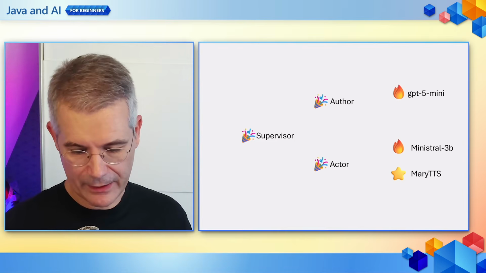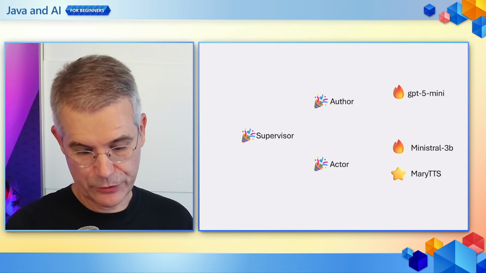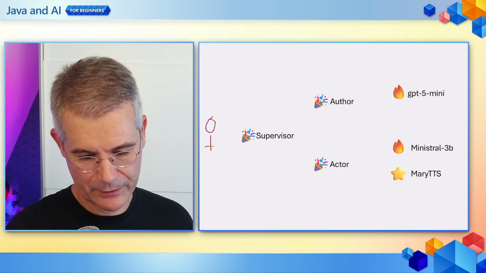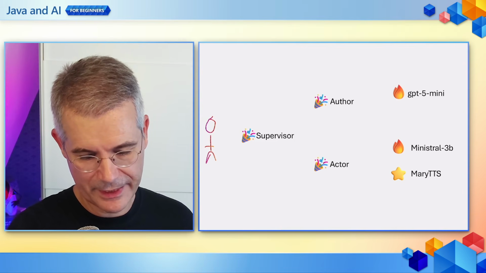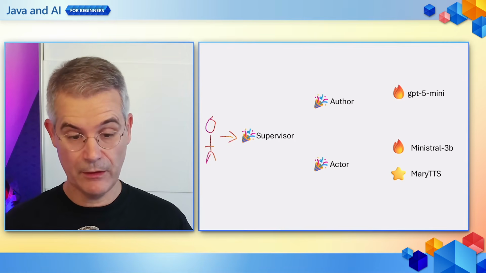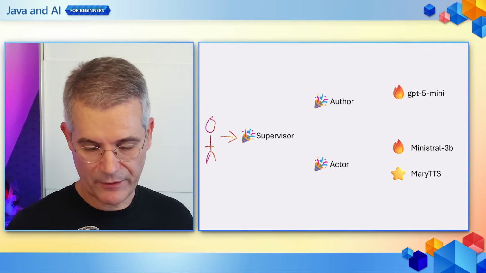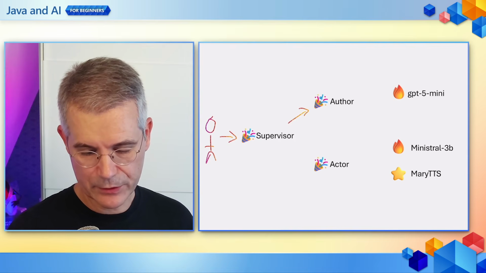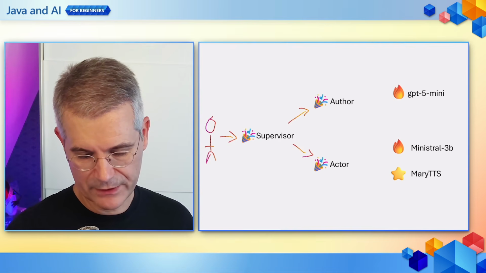So here we are. The user, so you, would be here on the left. Let me draw a little person here. And you're going to ask the supervisor, please write a poem for me on this specific topic. Then the supervisor can orchestrate the author and the actor to achieve this goal.